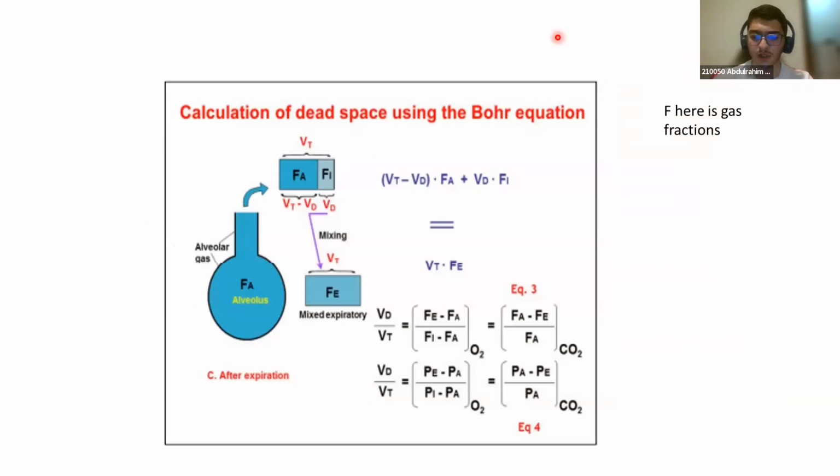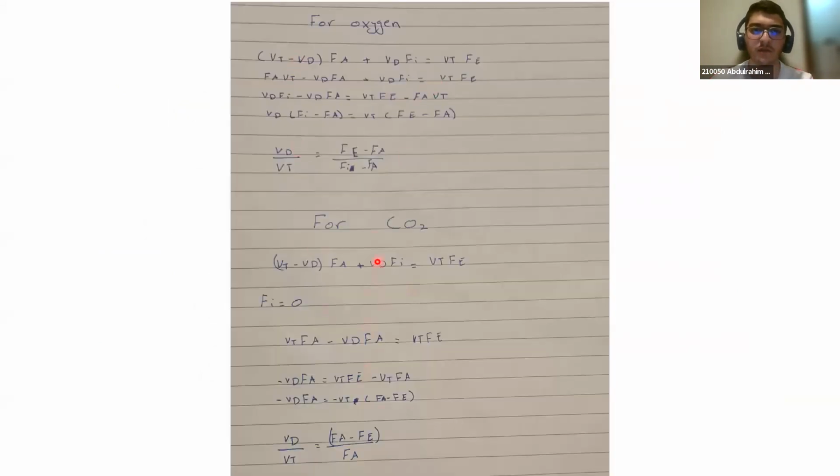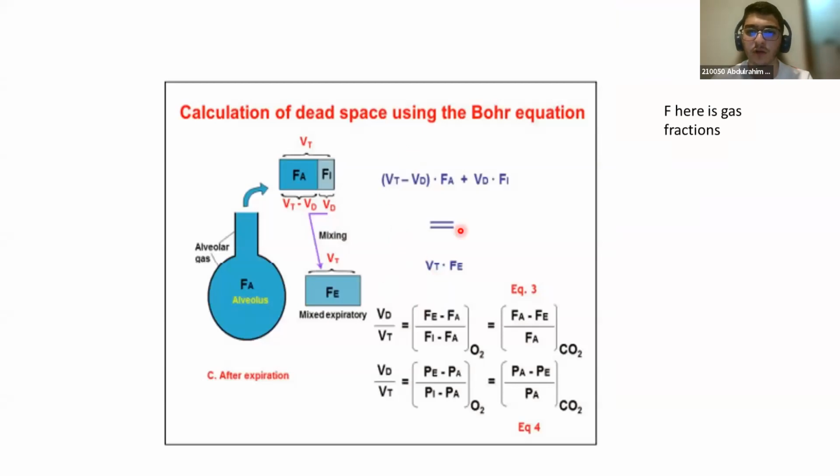The doctor said he won't ask you, but if you are interested, these are the derivations. They are very easy. And if you had a question, you can just use this equation and ignore both of those. So are they clear, or would you like me to go into details? The takeaway from this slide is just that FI is 0 for carbon dioxide.